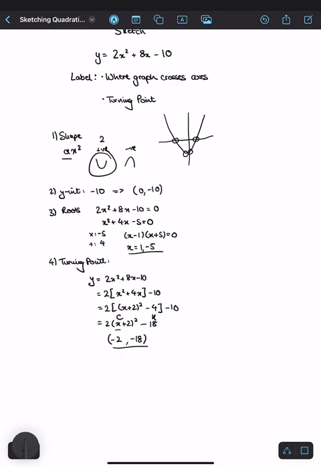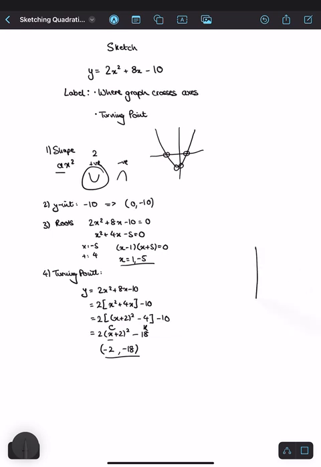Now we have all our information, we can easily sketch our quadratic. So quickly draw your axis. We know it's a happy face. We know that the y-intercept is negative 10. We know that the roots are 1 and negative 5. And if we just draw our shape up, remember you can label them afterwards, and just label them minus 10, 1, negative 5. And our turning point is negative 2, negative 18. And this is your sketch.